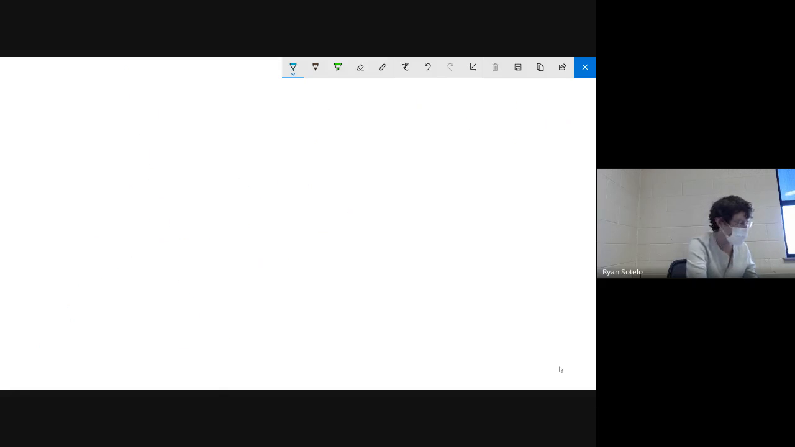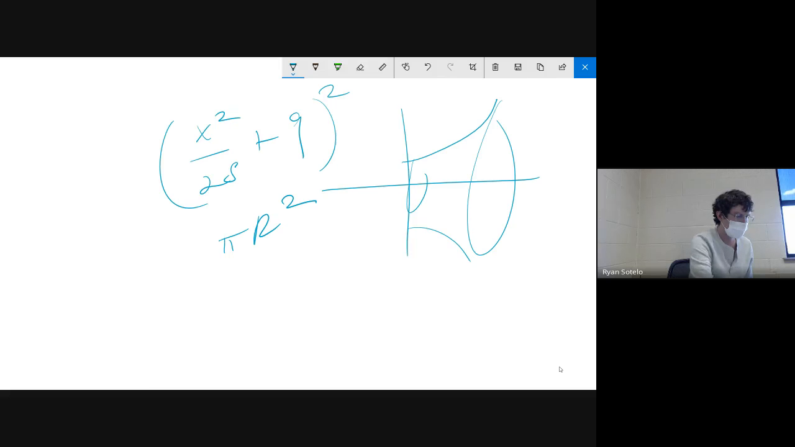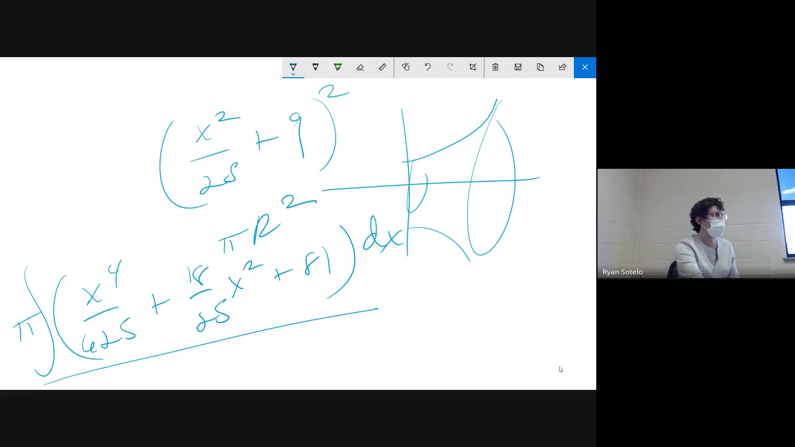Real quick, I got 2 minutes. Okay, for the last one, you had the function x squared over 25 plus 9. When you wanted to revolve that around the x-axis, you have a disk method. So you're going to use pi r squared. So you have to square this, and you get x to the 4th over 625. So just integrate this times pi. That was the one that matched, because you have to square that function times pi.